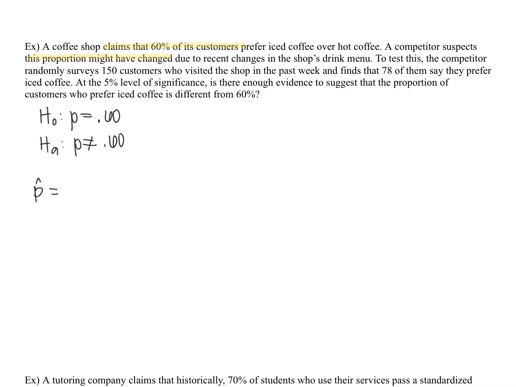Our p-hat is going to be 78 over 150, which is 0.52. So for our test statistic, we have 0.52 minus 0.60 over the square root of 0.60 times 1 minus 0.60, all over 150. Now, obviously, even though our alternative hypothesis is does not equal, we are going to get a p-hat that's bigger or smaller. And our z-score ends up being -2.